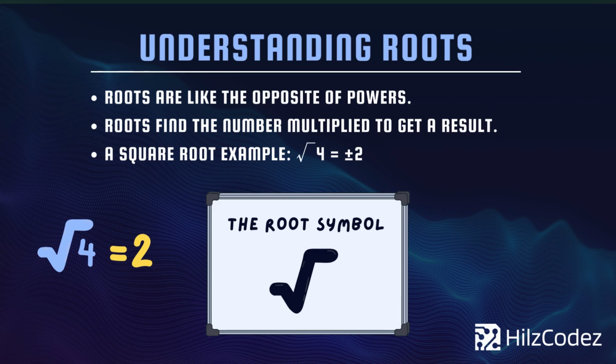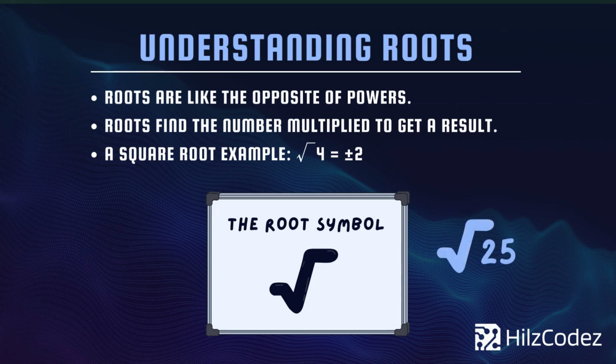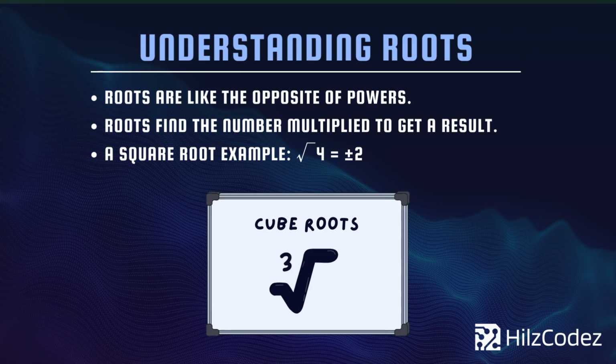However, square roots have 2 solutions, because multiplying a negative number by itself results in a positive. Hence, in this case, the answer is also minus 2. Similarly, if we take the square root of 25, it's plus or minus 5, because 5 times 5 and minus 5 times minus 5 equals 25. Okay, let's discuss cube roots. Cube roots are represented with the root symbol, but with the number 3 placed just before it. Just like square roots, cube roots are the inverse of cube numbers. For instance, the cube root of 125 is equal to 5.